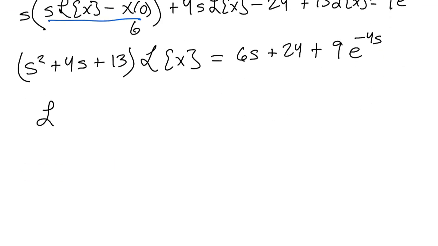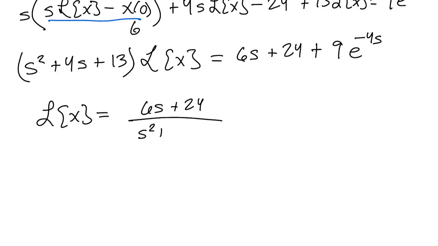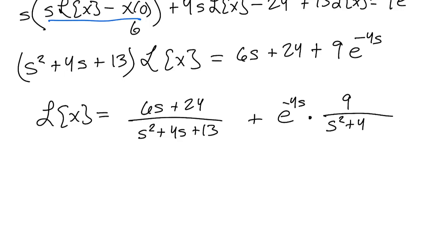I now can solve for L of x. And so I have 6s plus 24 over s squared plus 4s plus 13, plus e to the minus 4s times 9 over s squared plus 4s plus 13.